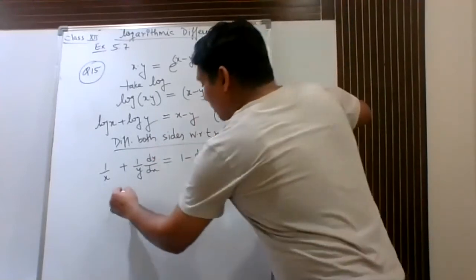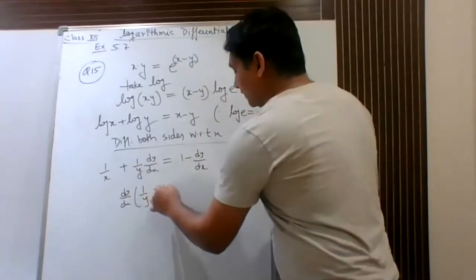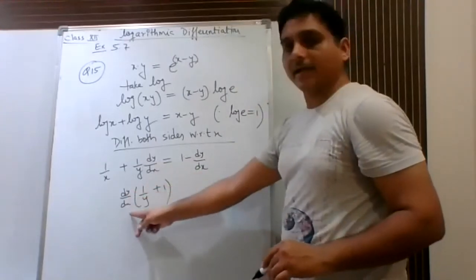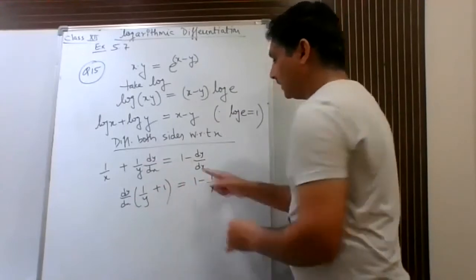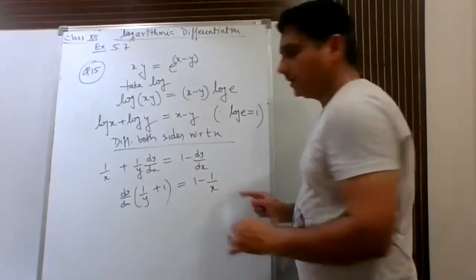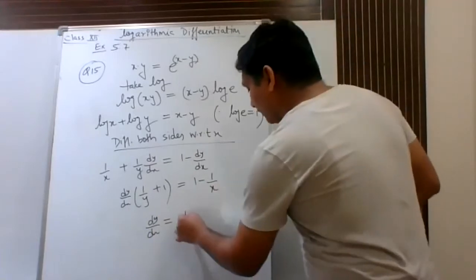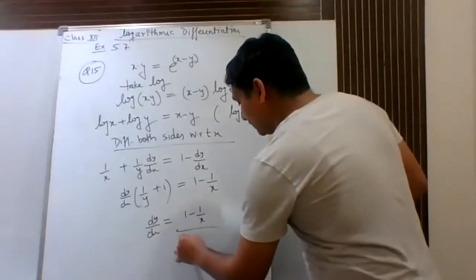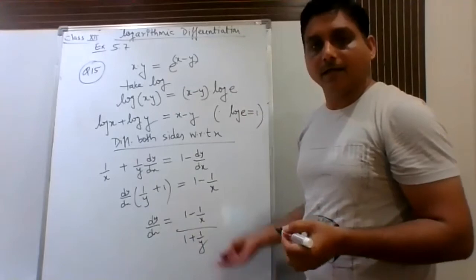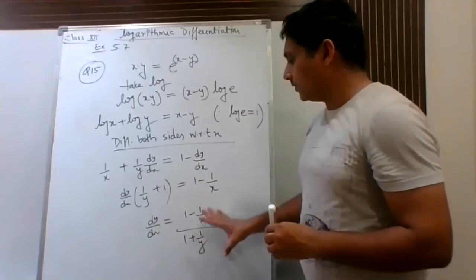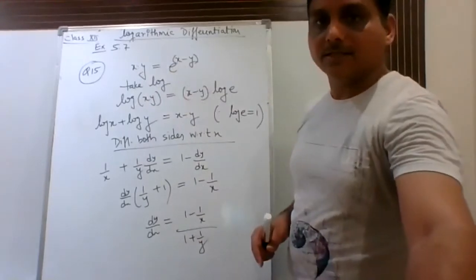Now, club the terms of dy upon dx together. So I had shifted this term to the other side. This is what I can write. And I had taken this dy upon dx common also. On this side, I can write 1 minus 1 by x. So dy upon dx can finally be written as 1 minus 1 upon x divided by 1 plus 1 upon y. So you can leave the answer in this form, or if you want, you can take LCM also. So this is how you can write this answer for number 15. So just write down this number 15.